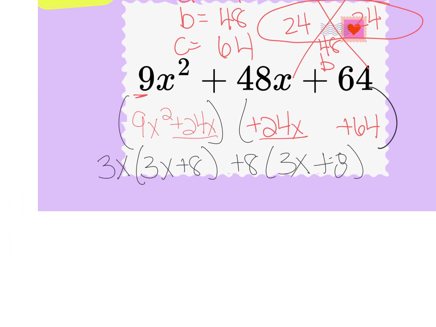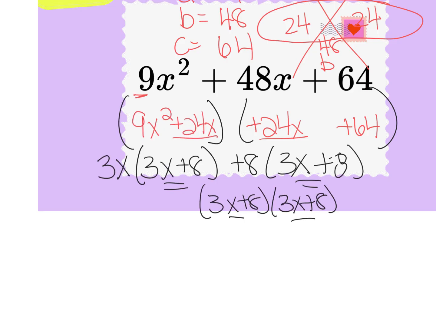And here are my two factors. I know I'm on the right path because my parentheses match. So I'm left with 3x plus 8. And what I take out is a greatest common factor, 3x plus 8. They're both the same. So we're going to write this in even simpler form. Since 3x plus 8, 3x plus 8, they're both the same, it's simply going to be 3x plus 8 to the power of 2.